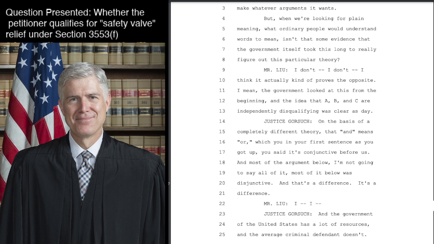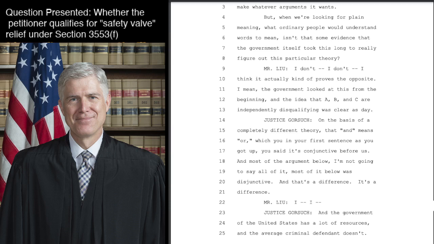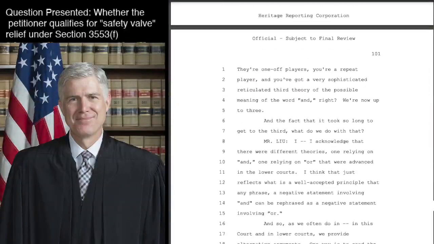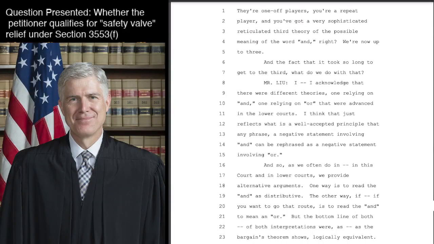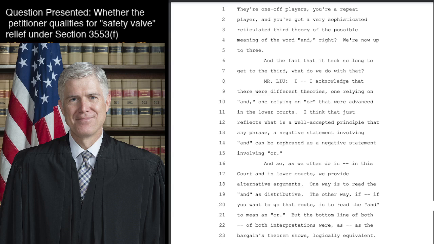On the basis of a completely different theory, that and means or, which you, in your first sentence, as you got up, you said it's conjunctive before us. And most of the argument below, I'm not going to say all of it, most of it below was disjunctive. And that's a difference. It's a difference. And the government of the United States has a lot of resources, and the average criminal defendant doesn't. They're one-off players, you're a repeat player. And you've got a very sophisticated, reticulated third theory of the possible meaning of the word and, right? We're now up to 3. And the fact that it took so long to get to the third, what do we do with that?